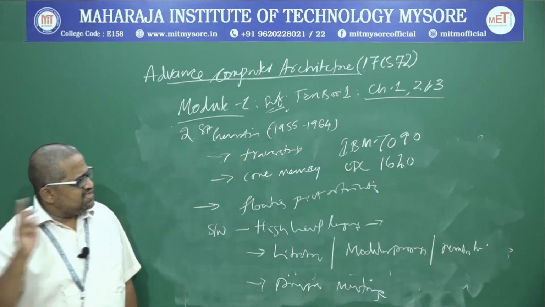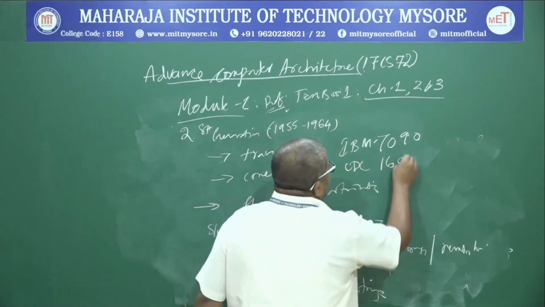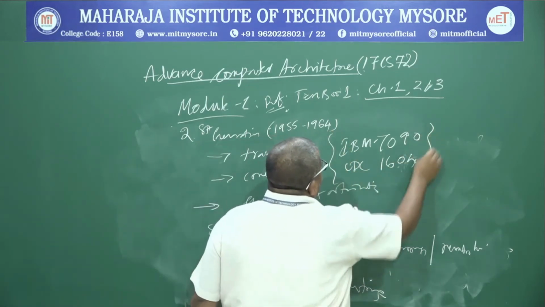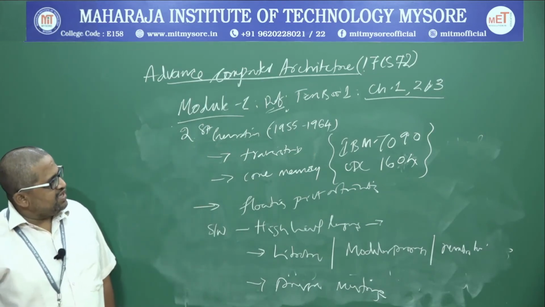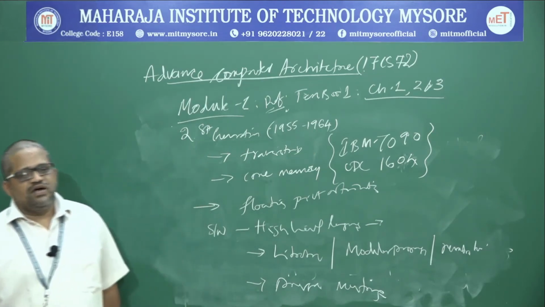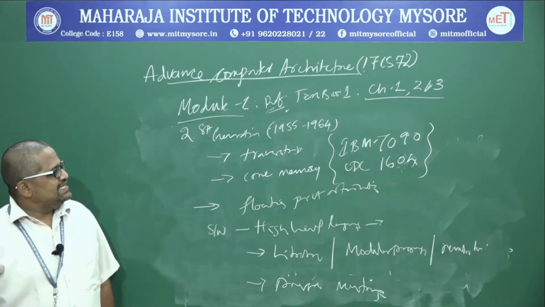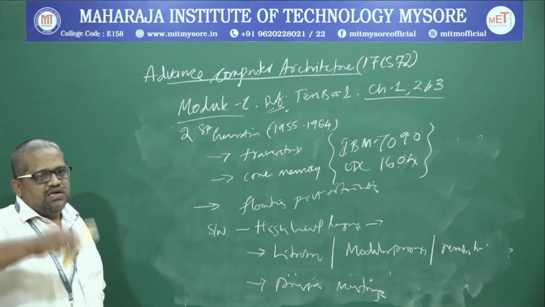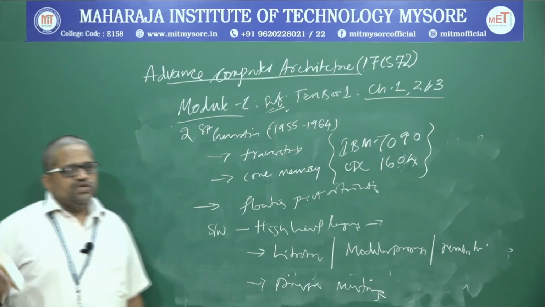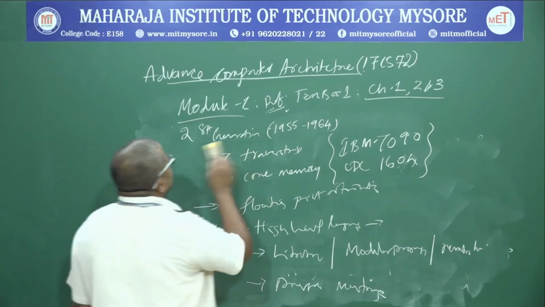CDC 1604 is the model name. So, these are some of the examples of the second generation computer: CDC 1604, IBM 7090, some of the models that were used in the second generation. The duration of the second generation again was 9 years. Now, after the second generation, they moved into the third generation.